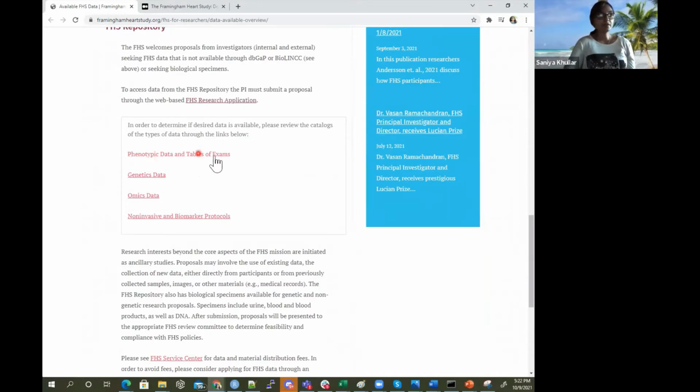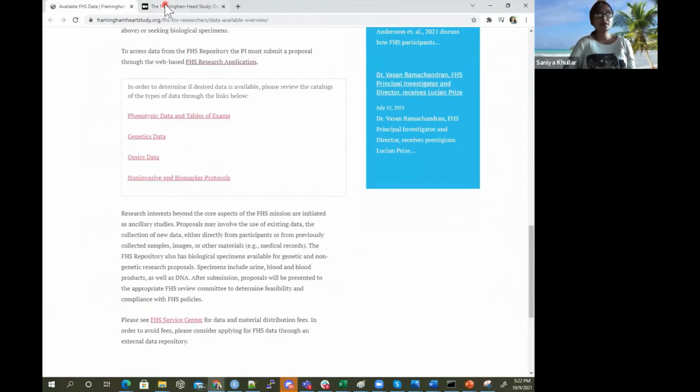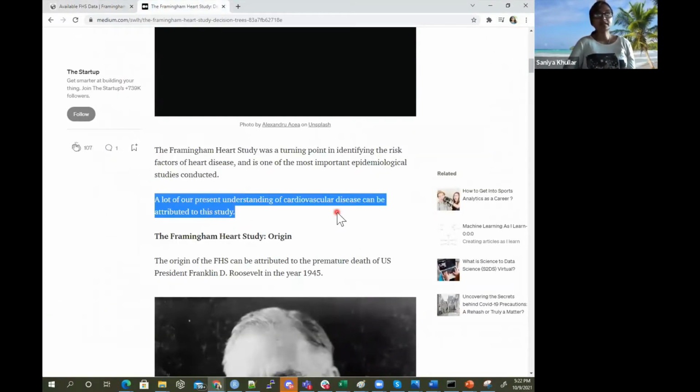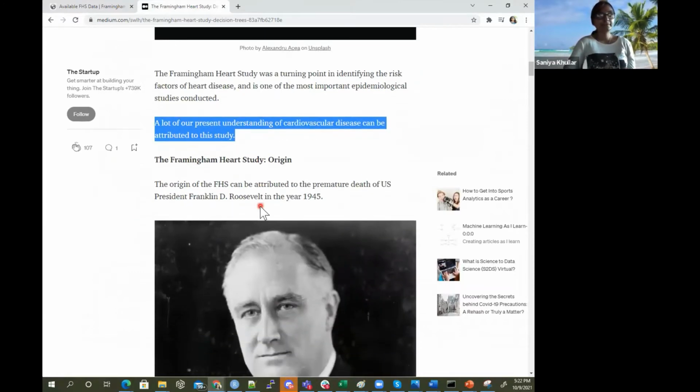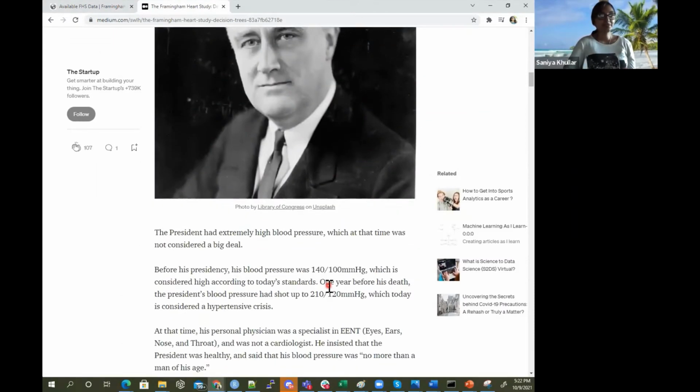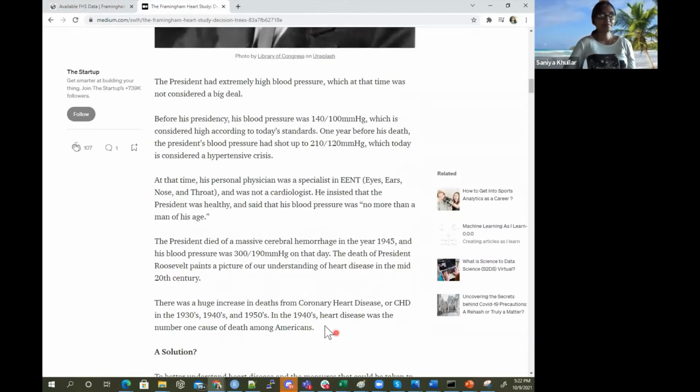They have some exam information and some genetic information about people. Why is there heart disease? A lot of our present understanding of cardiovascular disease can be attributed to this study. So, okay, that's our president. Do you want to read this part here?